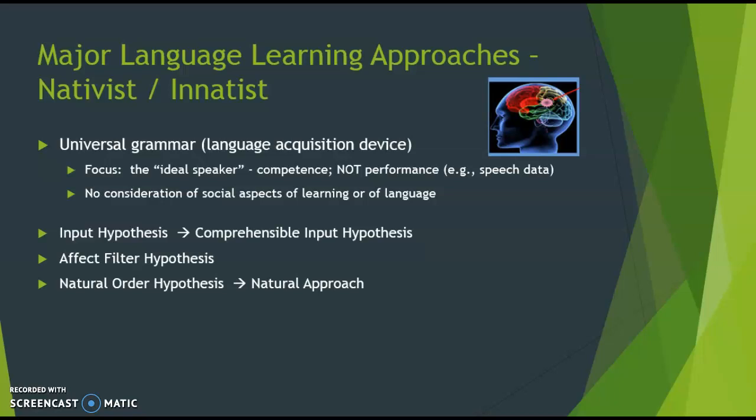If it's a universal grammar and we as humans have this language acquisition device, once we're exposed to the language, we'll all learn it in basically the same way. It's a natural order. And so we can teach language with just a natural approach, just like we did our first language.